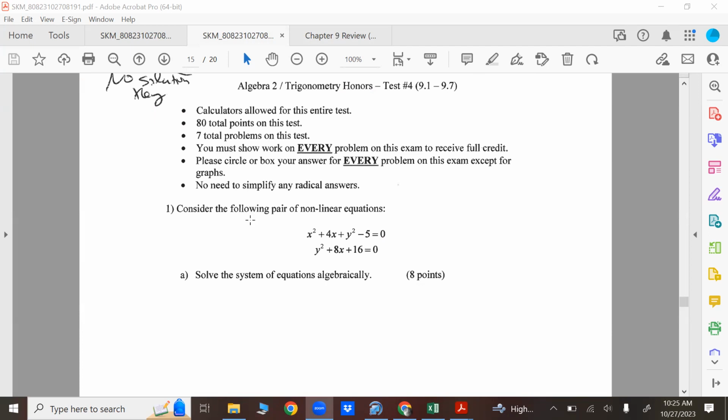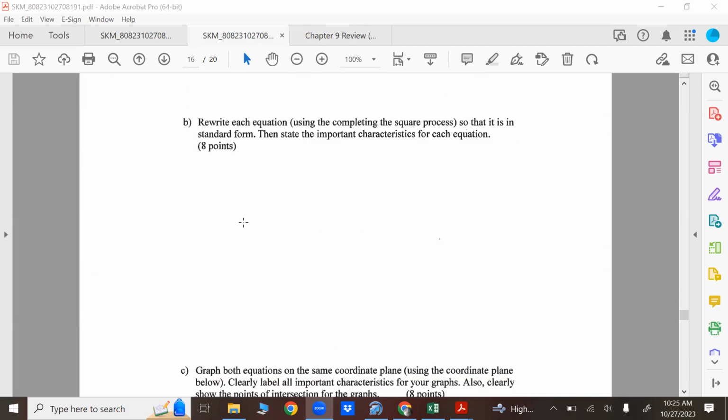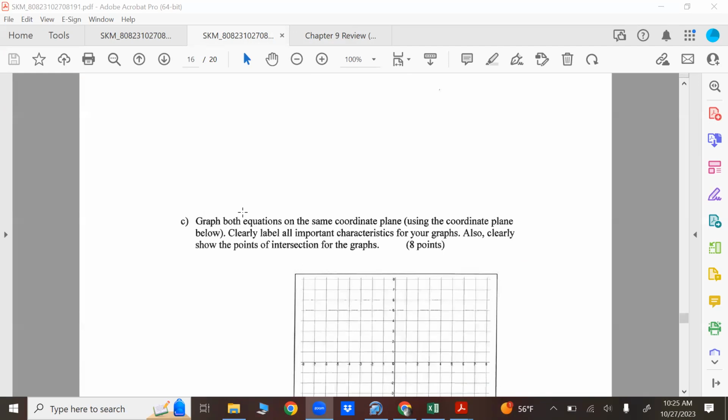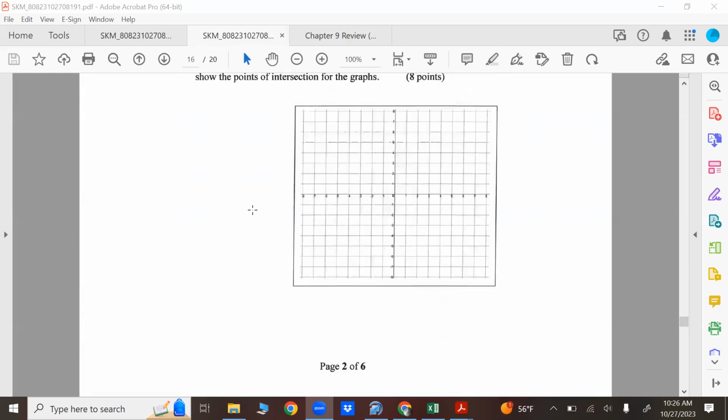Well, I'll give you 2 conic sections. That one's a circle and that one's a parabola. I'm going to ask you to solve the system algebraically. I'm going to ask you to rewrite the equation by completing the square. I'm going to ask you to graph them and find the points of intersection. So there'll be one question like that, for sure.